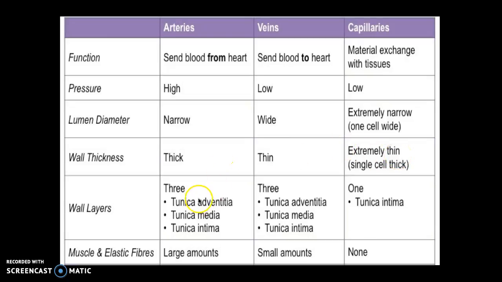And here you can see what these are made out of. So they have the three layers, and only one layer because they're very thin. Also, there are muscle tissues in high amounts in arteries, small amounts in veins, and then none in capillaries, because these are for transporting high pressure, whereas these are for low pressure, and these are just for gaseous exchange.